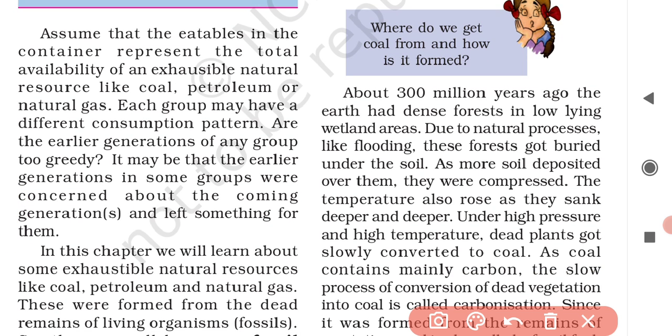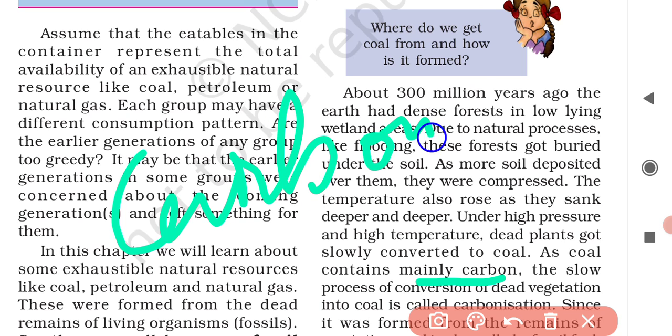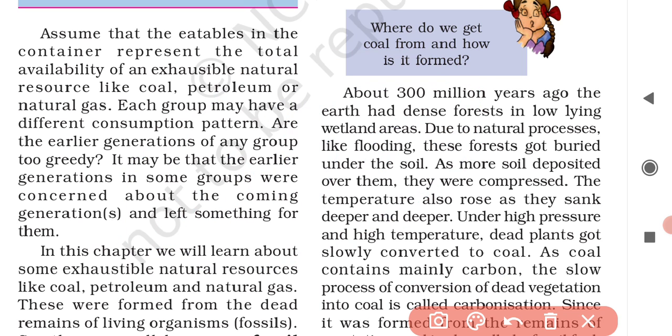About 300 million years ago, the earth had dense forests in low-lying wetland areas. So due to natural processes like flooding, these forests got buried under the soil. As more soil deposited over them, they were compressed, and the temperature also rose and they sank deeper and deeper. So under high pressure and high temperature, dead plants got slowly converted into coal. Clear? Now coal contains mainly what? Carbon, which is a non-metal.